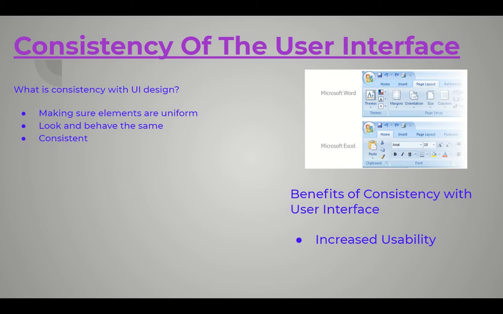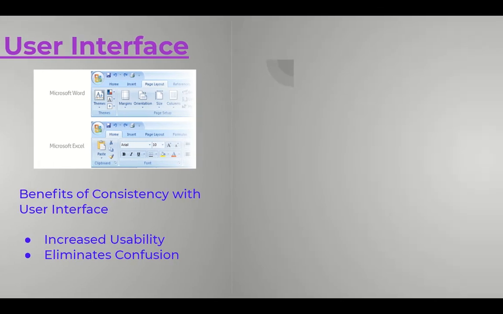Another benefit of consistency with UI is it eliminates confusion. When your user interface is consistent, it will eliminate confusion for the end user. By using consistency to create a logical structure and to clearly define where your users can find what is needed, you will spare yourself confusion and frustrated end users.